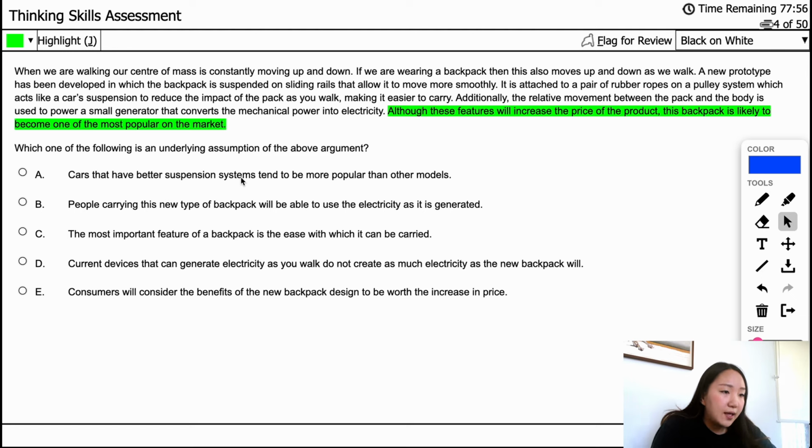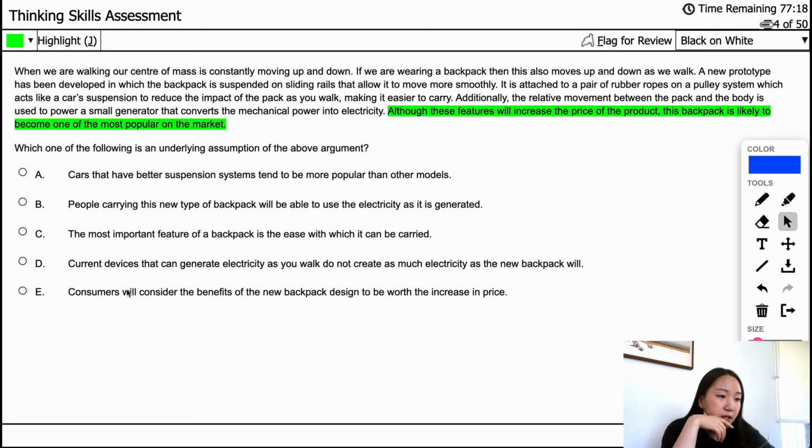So A is cars that have better suspension systems tend to be more popular than other models. It's quite obviously unrelated to the argument. People carrying this new type of backpack will be able to use the electricity generated as it is generated. That's just another feature, so it fit in better in this kind of main body where they were talking about the cool features. The most important feature of a backpack is the ease with which it can be carried. Again, cool. You can kind of put that in this list of features and say why it's so important. Current devices that can generate electricity as you walk do not create as much electricity as this new backpack will. Again, that's all in the sales marketing of it. This should just be in the why is it cool to have this new backpack.